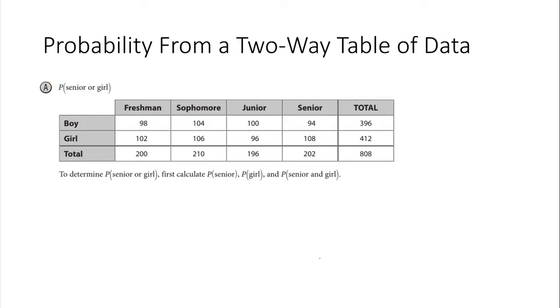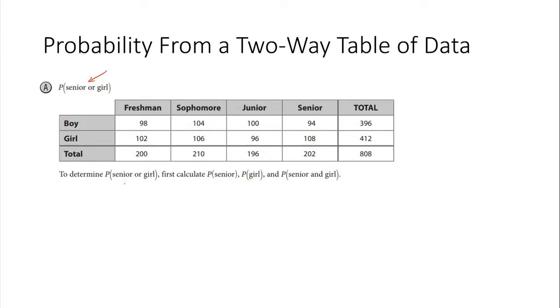All right, so let's move on to our tables here. Probability with two-way tables for data. We use tables all the time to make sense of things, especially if you want to make an educated decision. Now, what we're doing here is we're trying to find the probability of a senior or a girl. So basically, the person you select has to be a senior or a girl.